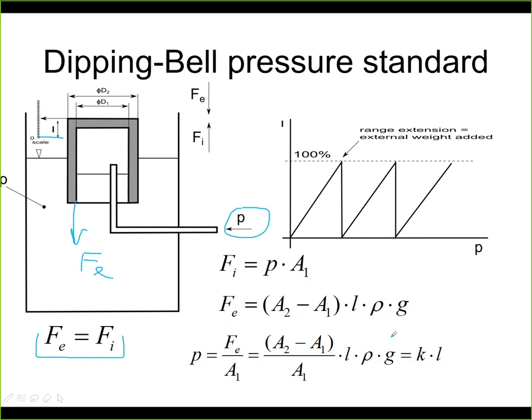So it's a linear response, and we can see the linear response here. Here we have the pressure that we measure, and here is the length that we read from the scale. So this is the linear response in this region. Now what will happen if we are at the end of the scale? We can extend the range by adding additional weights. We can add a weight on top of the bell. This will push it back into the liquid, and we can go back to the beginning of the scale and increase the pressure again, over and over.